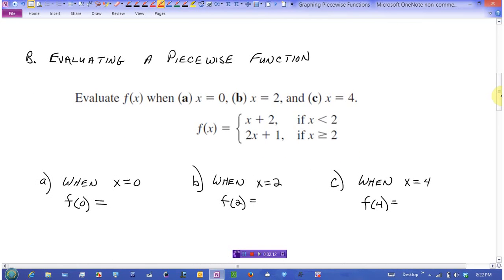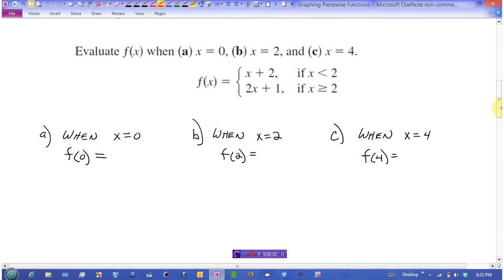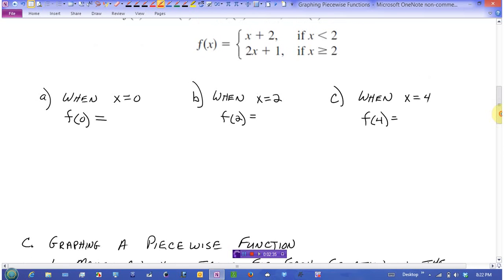Now, one of the first things we're going to do is learn how to evaluate a piecewise function. And once again, that depends on the value of x I'm going to use. So what we have here is a statement that says evaluate the function of x when a, x is equal to 0, b, x is equal to 2, and c, x is equal to 4. So I need to put in the value of x equal to 0 into this function. And so the question is, which one of the two equations will I put it in?